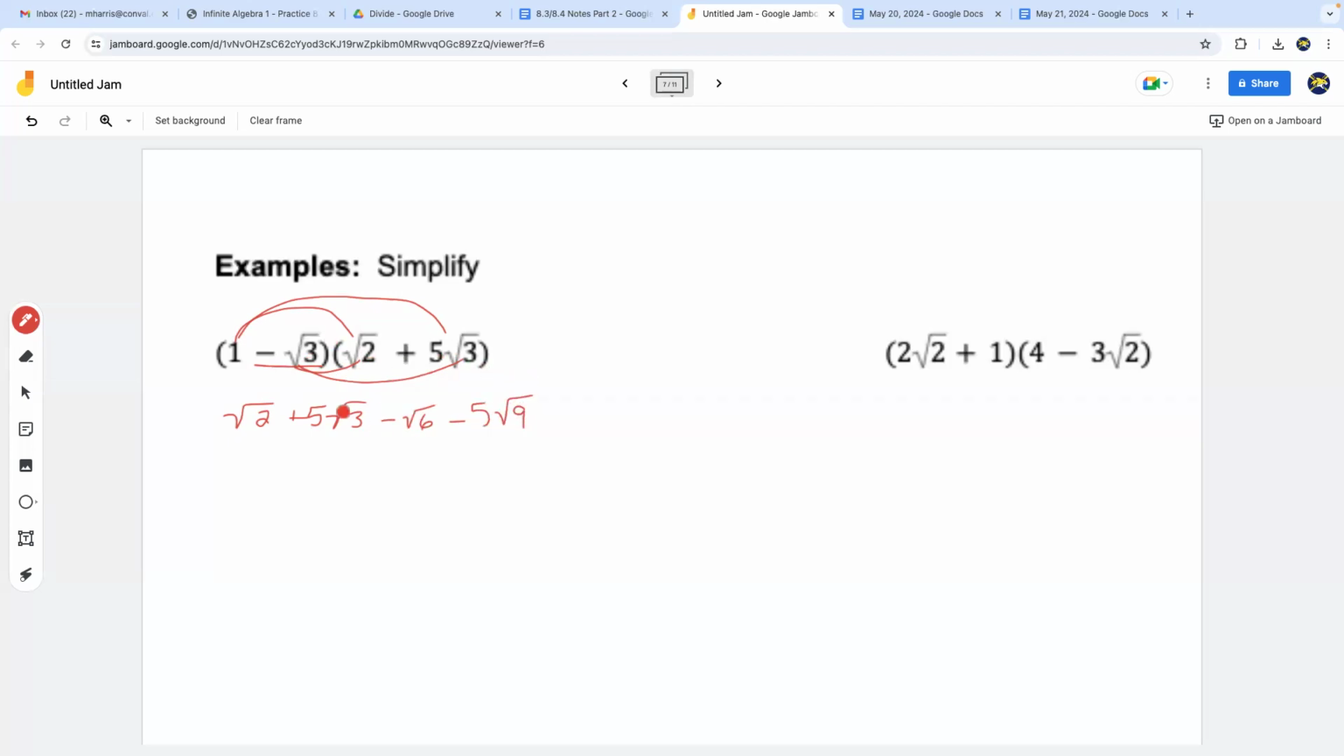Now we're going to go through and simplify. Well, I always like to see, is there any perfect roots? Hey, look, there's a perfect root right here. That's root 9. So we can change the square root of 9 to 3. So really, we have 5 times 3, which is 15. So this is going to change into negative 15. Next, okay, root 6, root 3, root 2, none of those are like terms. None of them can be split, so we're done. So this is our answer: root 2 plus 5 root 3 minus root 6 minus 15.